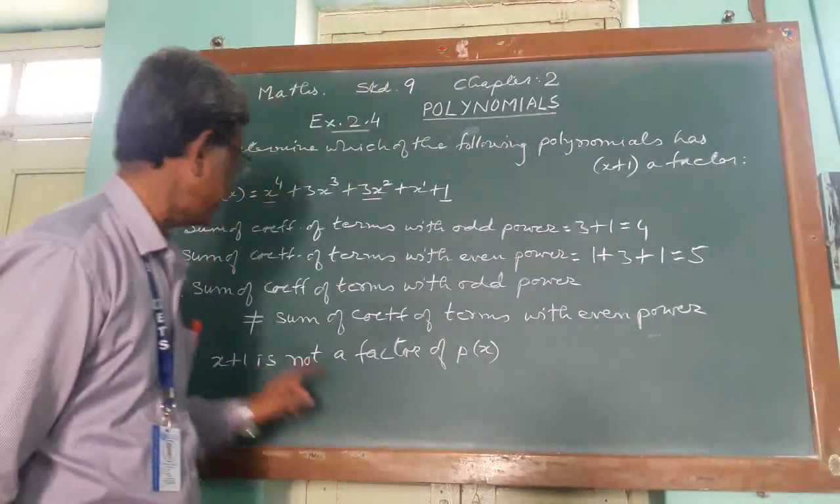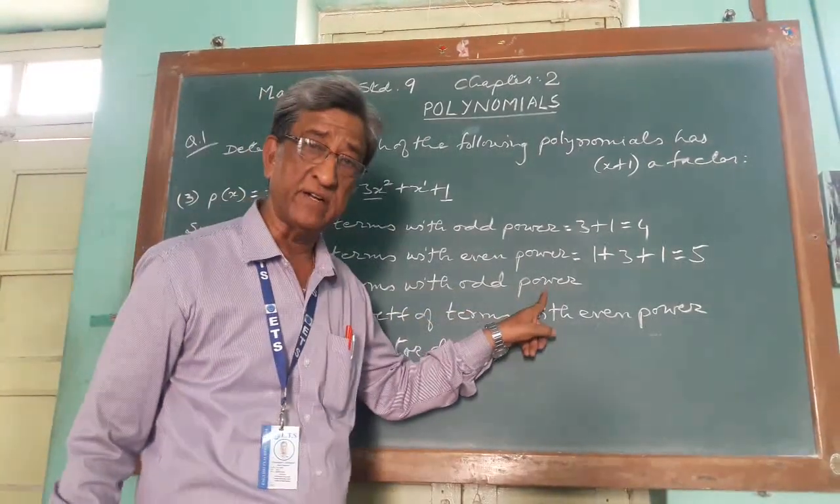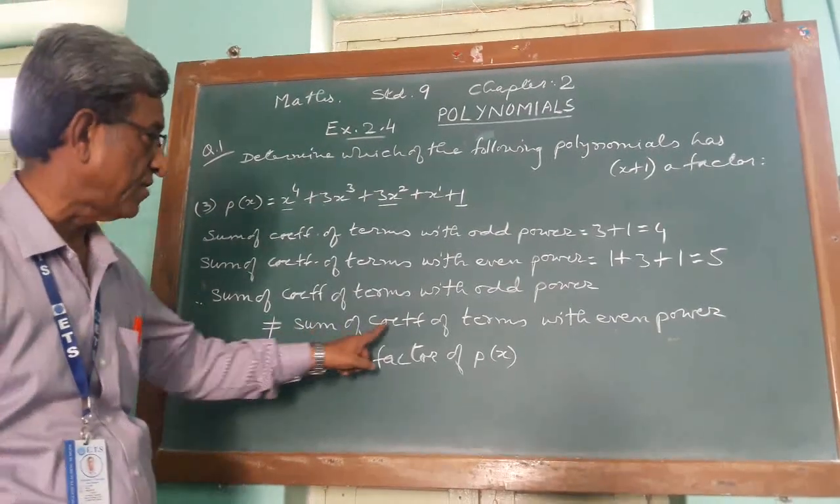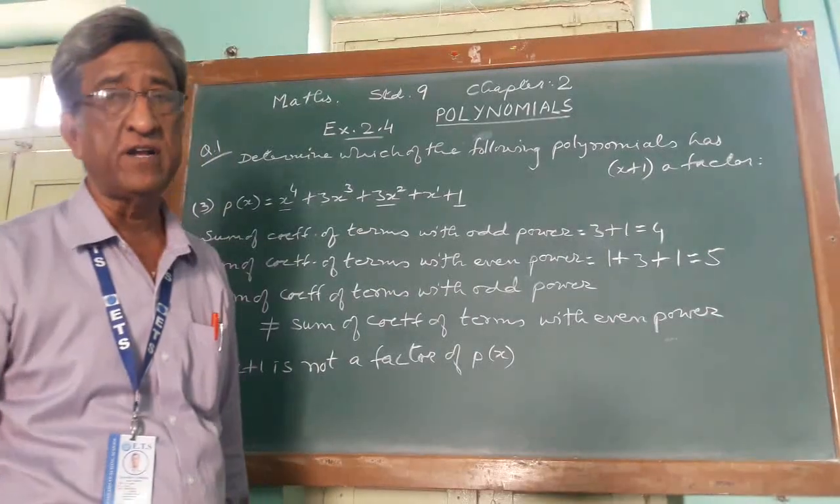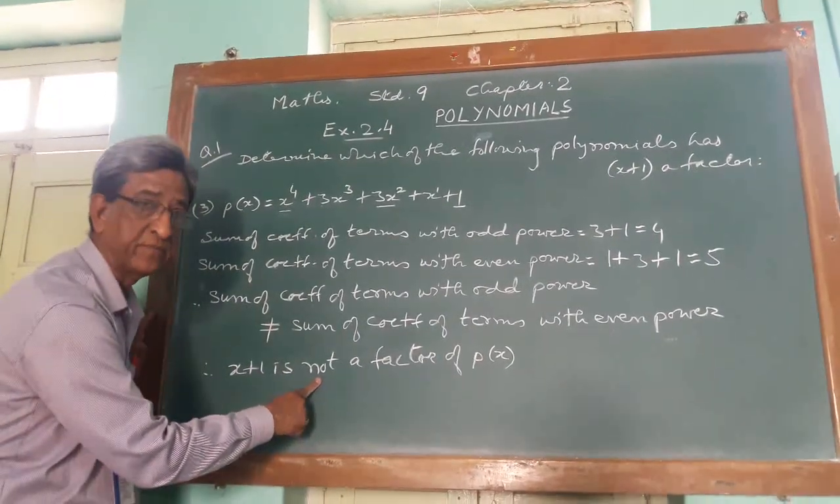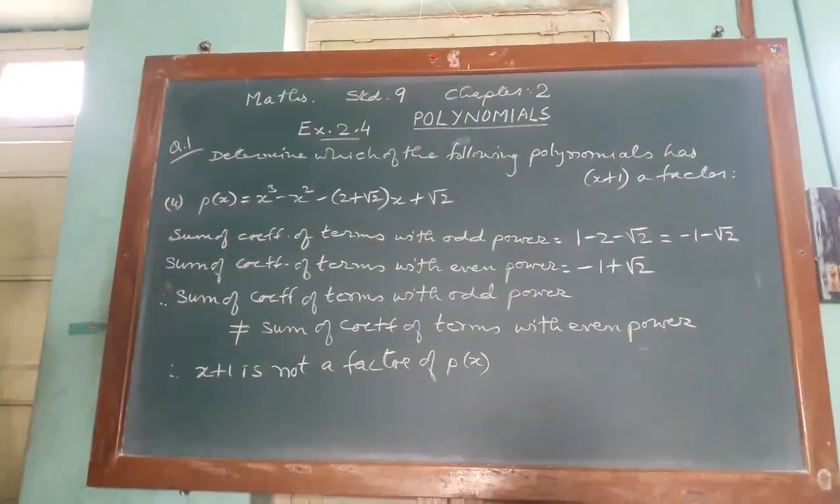So you can say that the sum of coefficients of the terms with odd power is not equal to the sum of coefficients of the terms with even power. If they are not equal, then you can say that x plus 1 is not a factor of p(x). Fourth one.